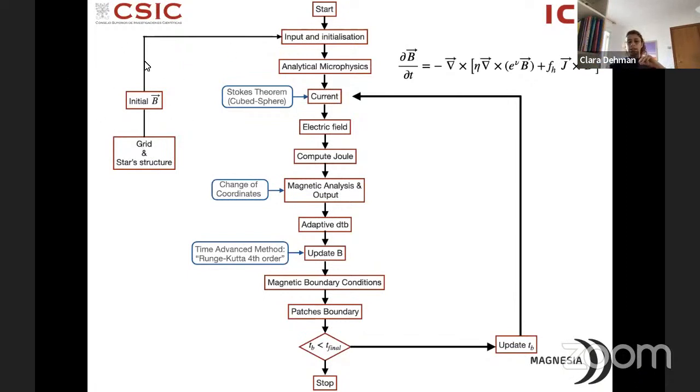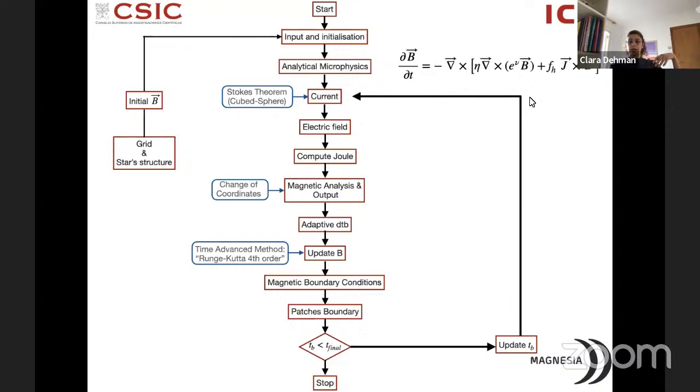Then we need to initialize our magnetic field. To solve this equation, we see that we need eta and fh, the magnetic resistivity and the Hall prefactor. At this level of the development of the code, we are just using some analytical microphysics. We are not doing the real calculation. Then we see that we need the current to solve this equation. So we need to calculate the current, and in order to calculate the current, we use Stokes theorem in the cubed sphere.